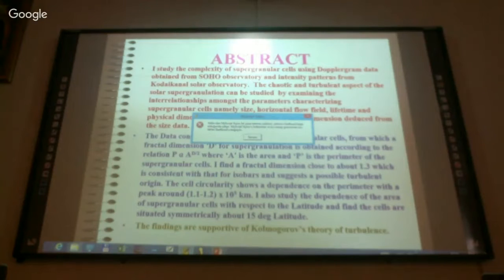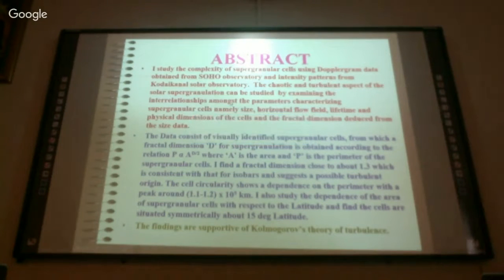And then I find that the fractal dimension is close to 1.3, which is consistent with that for isobars and suggests a possible turbulent origin of supergranulation. The cell circularity shows a dependence on the perimeter with a peak around 1.1 to 1.2 times 10^5 kilometers. I also study the dependence of the area of the supergranular cells with respect to the latitude, and I find that the cells are situated symmetrically above the 15-degree latitude. The findings are all supportive of Kolmogorov's theory of turbulence.